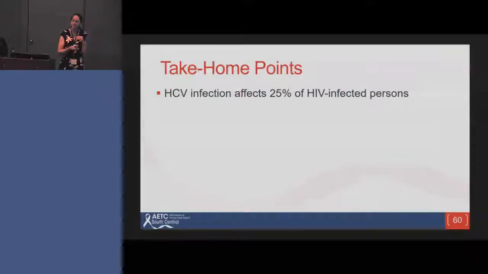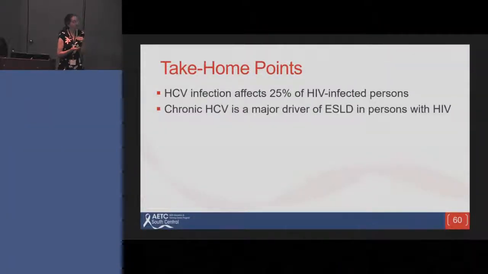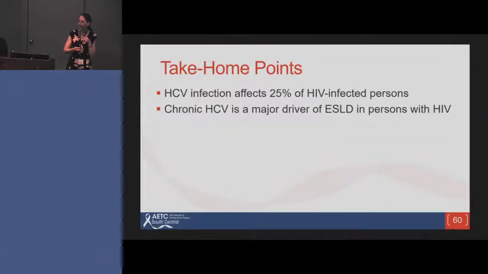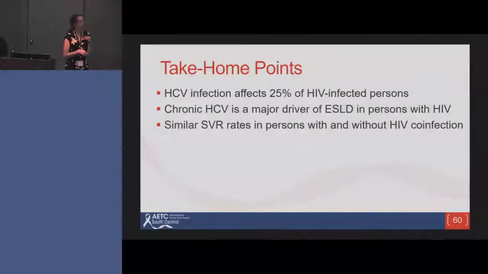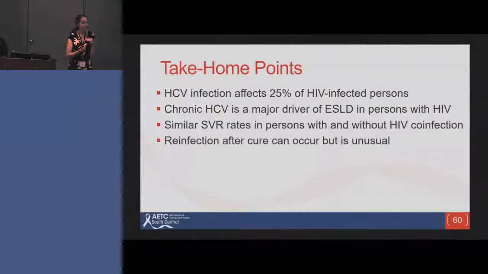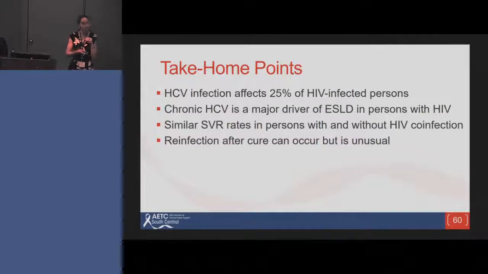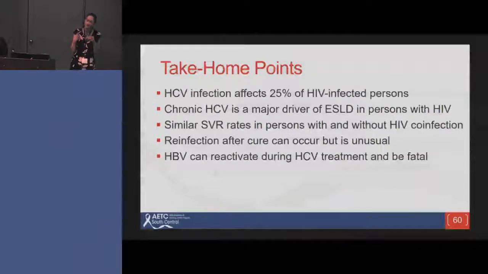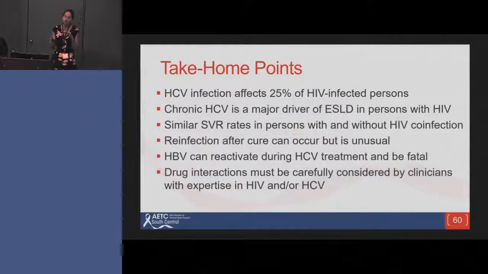Hepatitis C affects 25% of HIV-infected people in the U.S. Chronic hepatitis C is a major driver of end-stage liver disease in people with HIV infection. Sustained virologic response rates are very similar, regardless of HIV co-infection. Reinfection after a cure can occur, but it's actually pretty rare. And hepatitis B reactivation can occur and actually be fatal. So screening for hepatitis B infection is essential before starting treatment. And we have to consider drug interactions, particularly with antivirals, and over-the-counter medications. And with that, I'm happy to take questions.